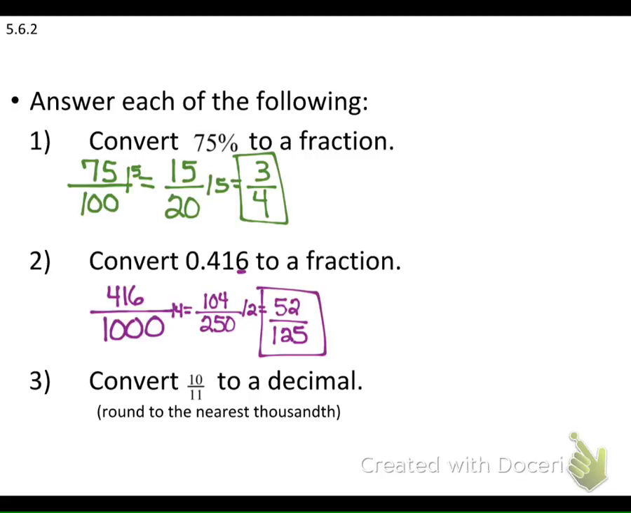Let's make sure. So in your calculator, type 416, fraction bar, 1,000. Did we get 52 over 125? Okay. All right, so let's look on to number 3 now. It says convert that fraction, 10 over 11, to a decimal. How do I change a fraction to a decimal? How do I change a fraction to a decimal, Nick?